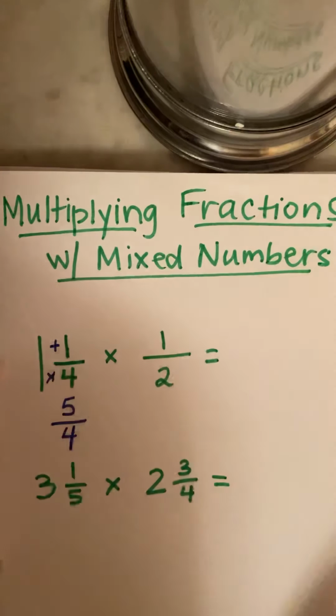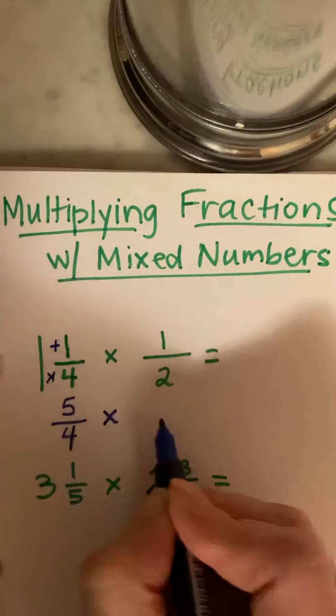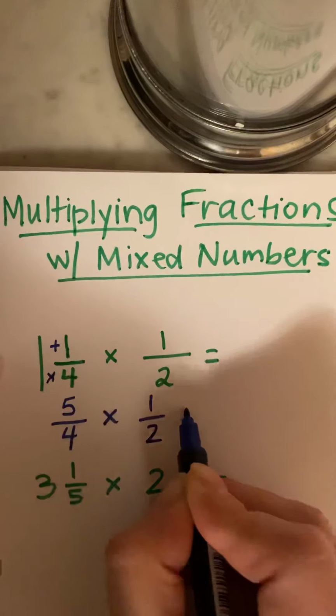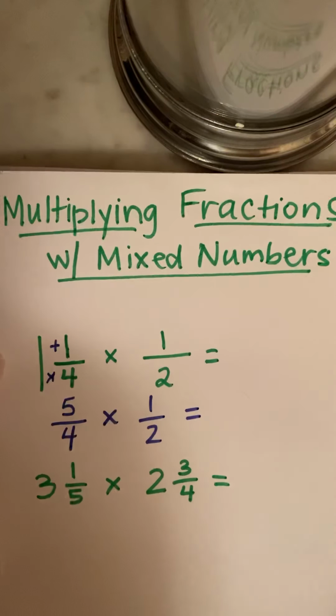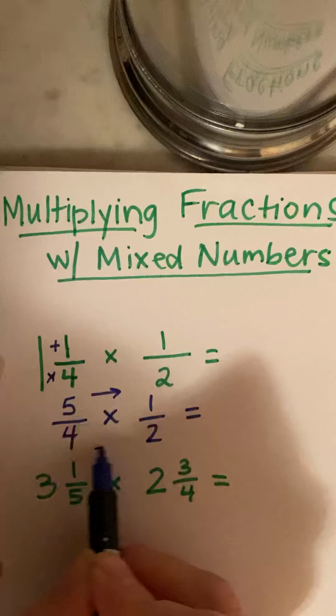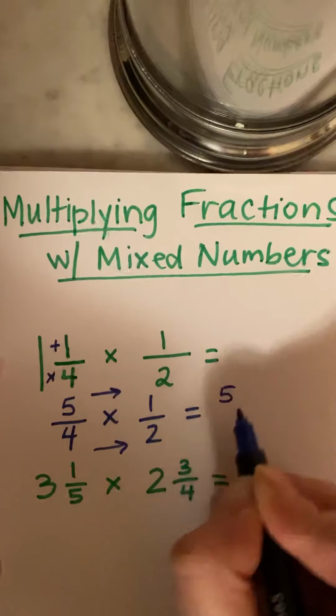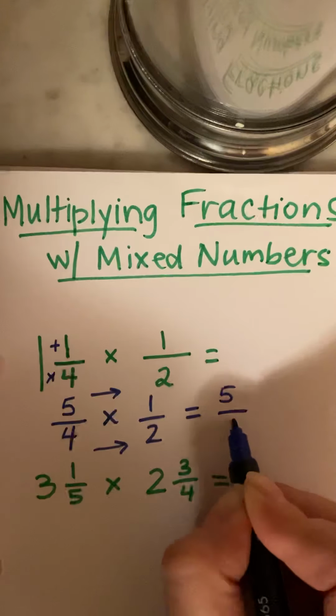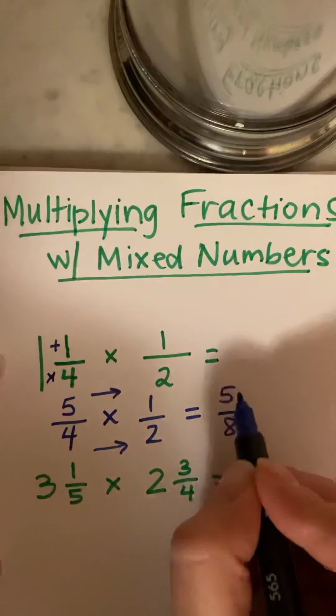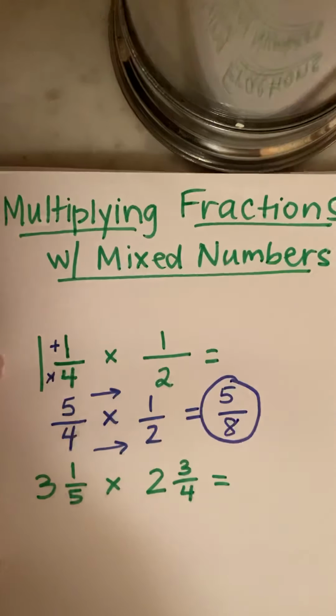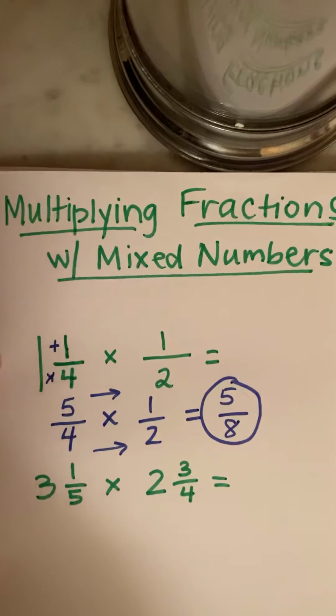So that's 5/4 times 1/2. Remember, straight across, easy peasy. 5 times 1 is 5. 4 times 2 is 8. 5/8 would be my answer.